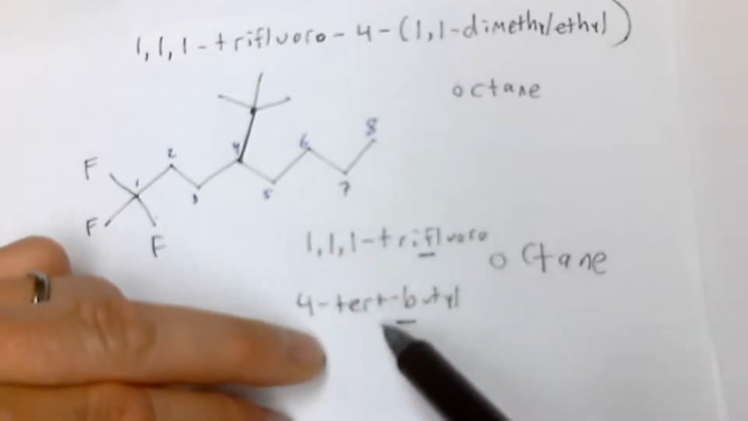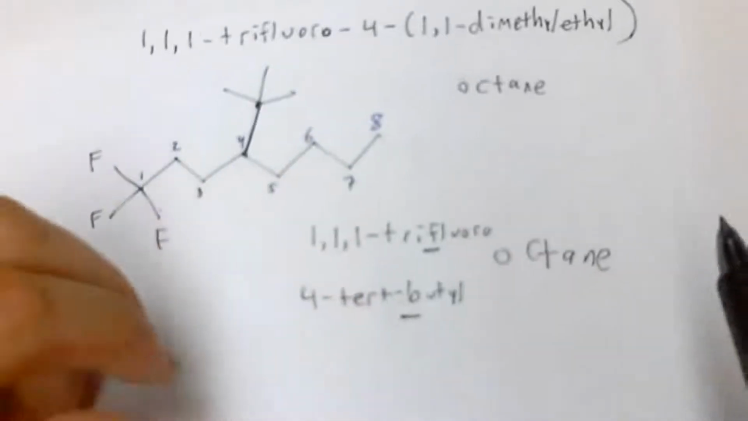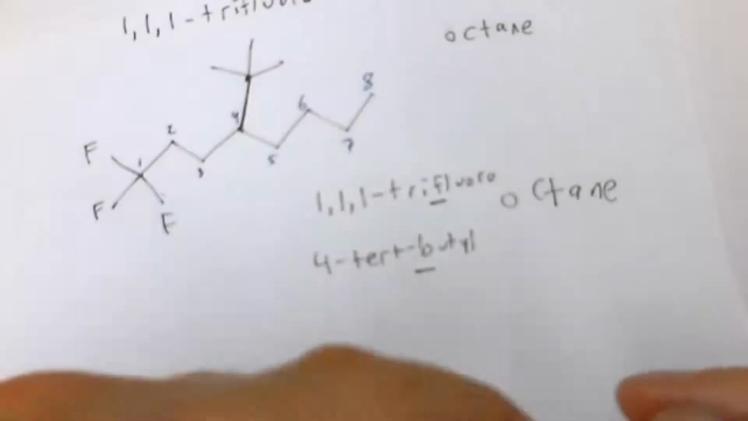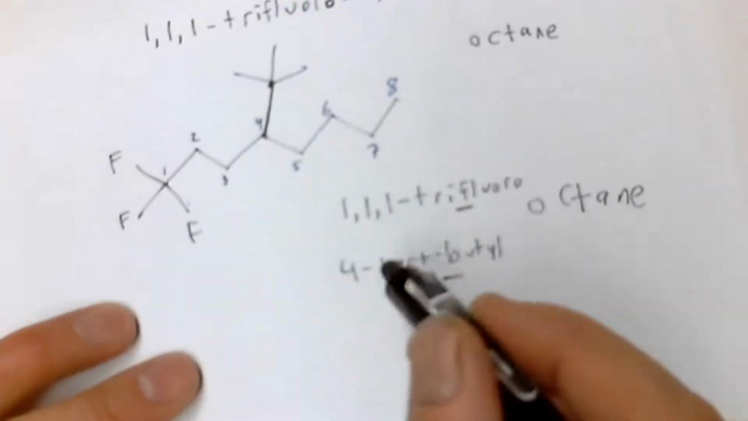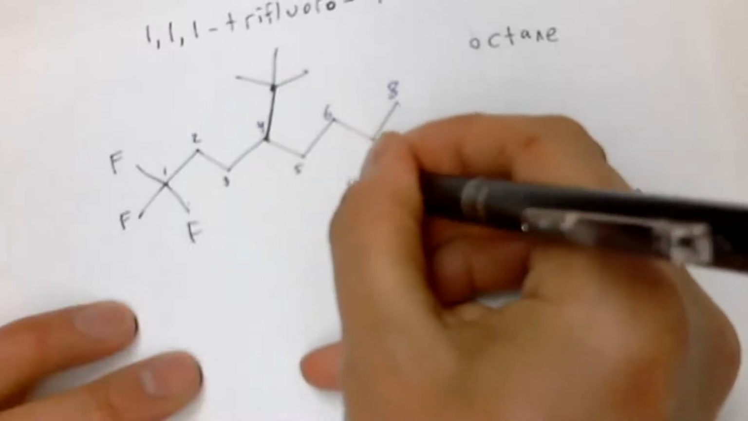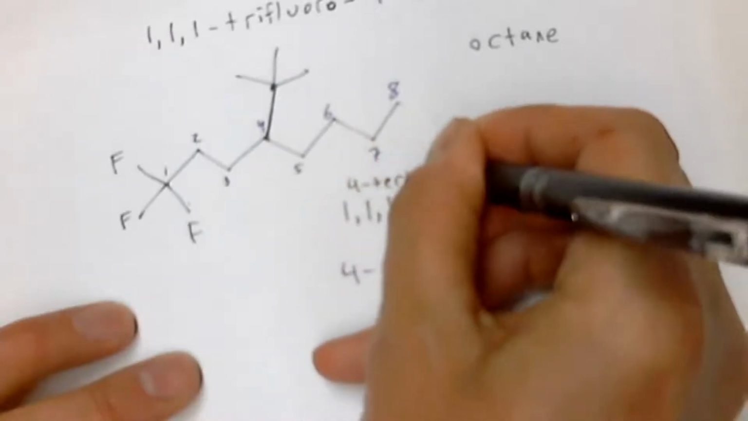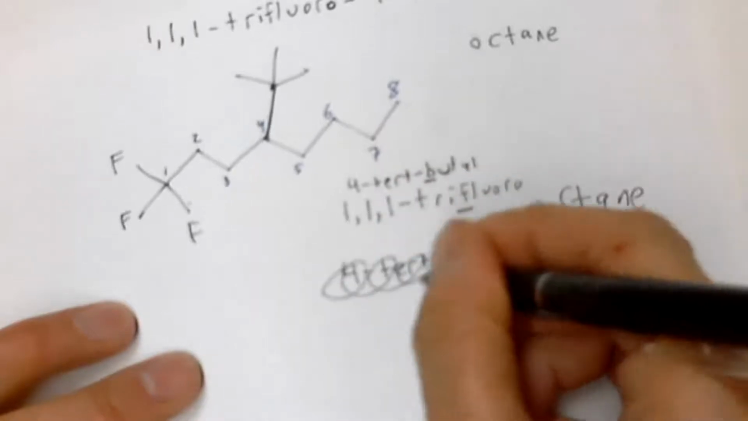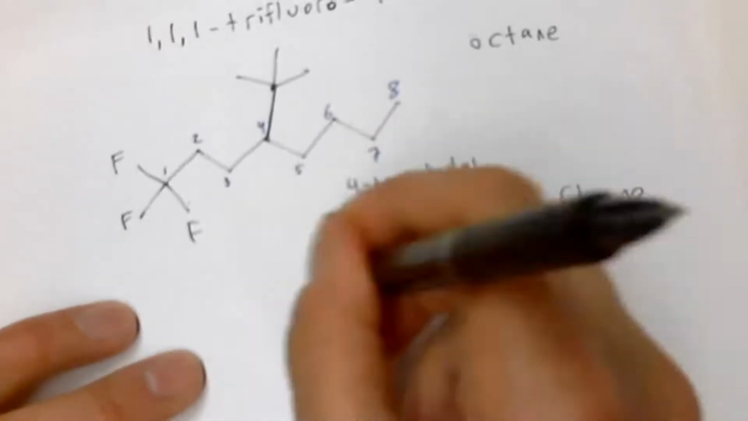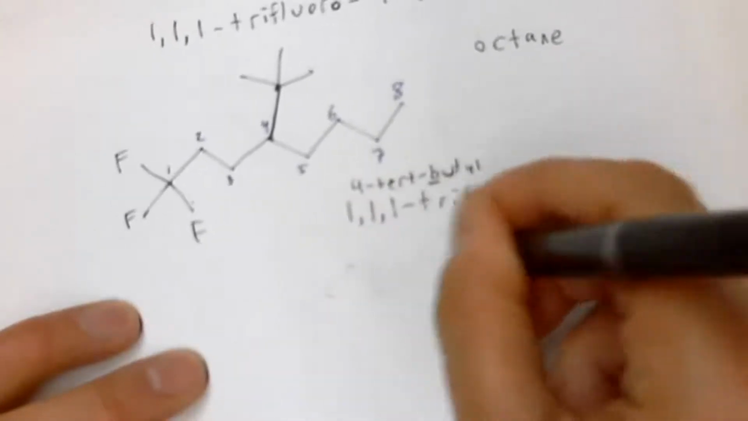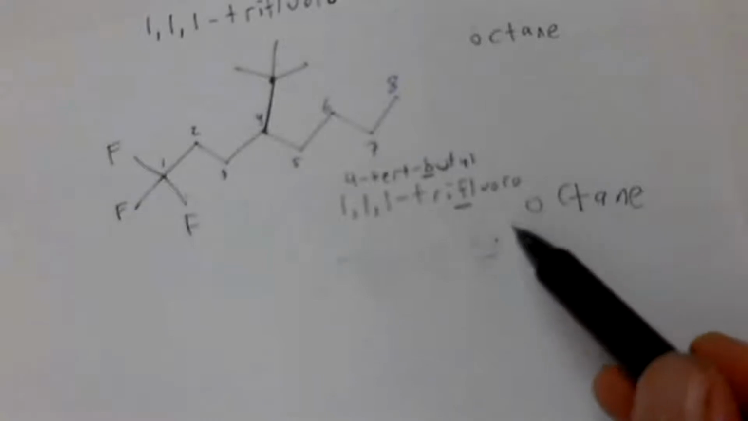What I screwed up is that the tert-butyl has got to be on top. So all I'm going to do is erase the bottom tert-butyl and just write it up top. So it's going to be 4-tert-butyl. Okay, and just erase or whatever. So this is the full name.